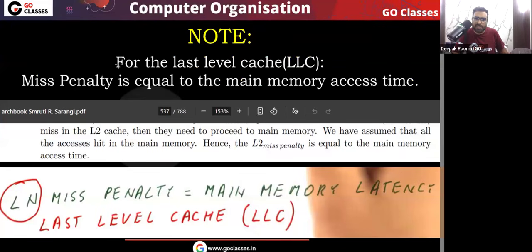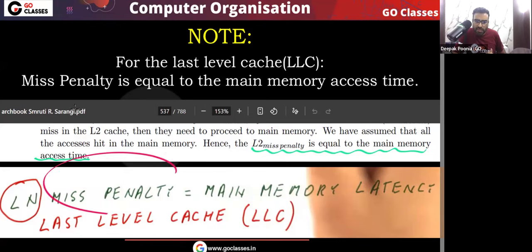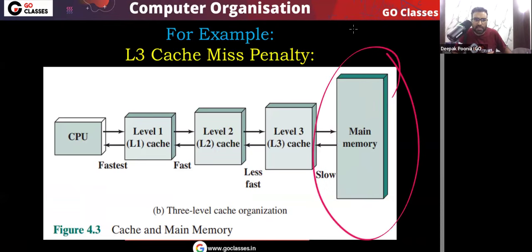This we have already seen in the previous lecture, that for the last level cache memory, the miss penalty is always the same as main memory access time. You can see this screenshot is from IIT Delhi Professor Smruti Sarangi. If L2 is the last level cache, then the L2 miss penalty will be the same as main memory access time. You can see this screenshot is taken from Georgia Tech University. Here you can see that for the last level cache, the miss penalty is the same as main memory latency or main memory access time. This is very simple, because when there is a miss in the L3 cache, then we have to access main memory.